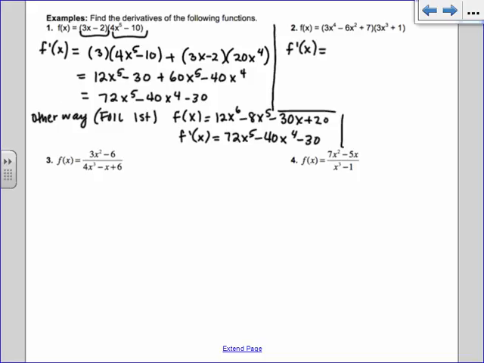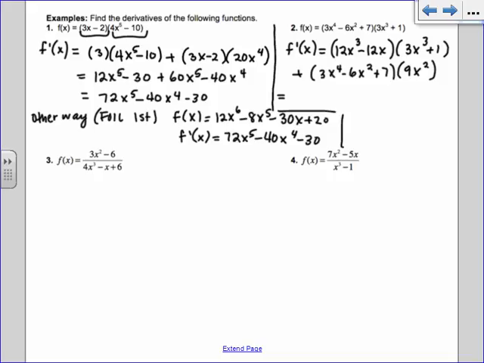F prime of x. I'm taking the derivative of the first. So I get 12x cubed minus 12x. I keep the second one normal, 3x cubed plus 1. I do the second one the same, 3x to the 4th minus 6x squared plus 7. I take the derivative of the second one, 9x squared.